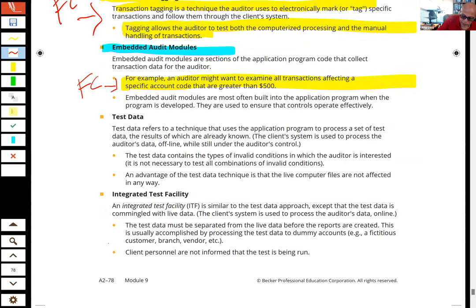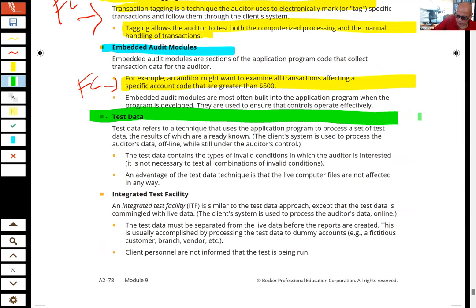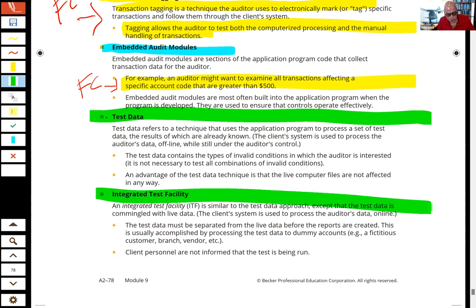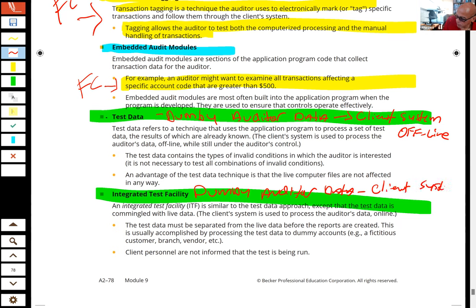Test data, okay? Let's summarize what happens with the test data versus the integrated test facility, and then we'll look to see what the outline says. What I want you to write here is: dummy auditor data, client system, offline. Now contrast that to the integrated test facility, which again is dummy auditor data, client system, online.